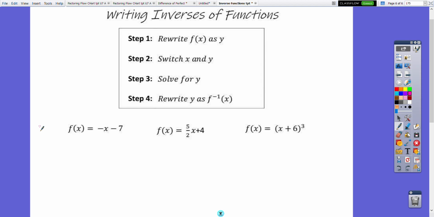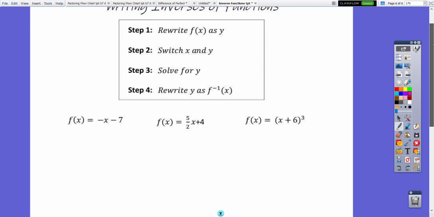Step 1, rewrite f of x as y. Step 2, switch the x and the y values. Step 3, we're going to solve for y. And step 4, rewrite y as the inverse of f of x. Okay, now let's do some examples.